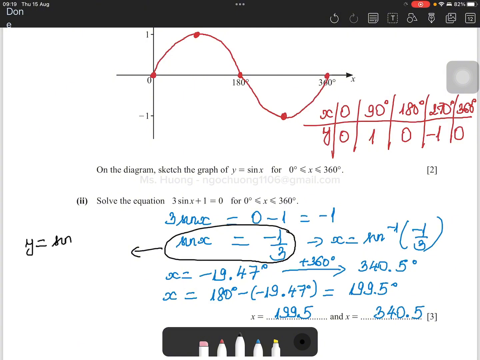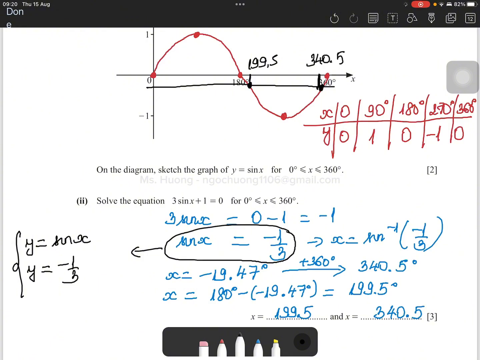If you look at the graph, you will see that this means we have two graphs. The first is y equals sin x, which is what we just drew on the graph. And the second line is y equals negative 1/3. So we'll draw the line y equals negative 1/3 here. And this is the first value, 199.5. And this is the second value, 340.5.